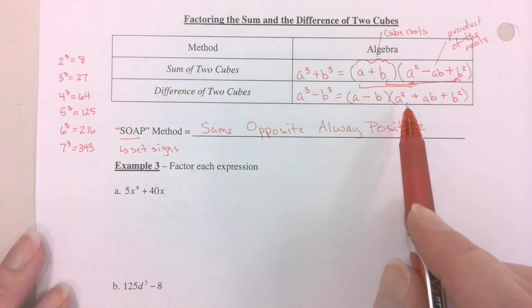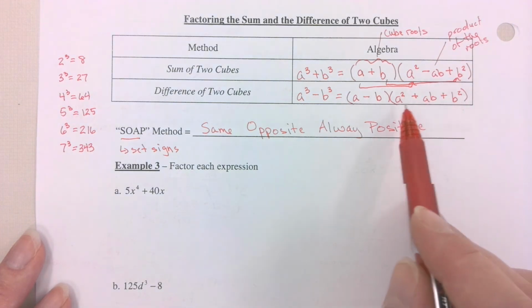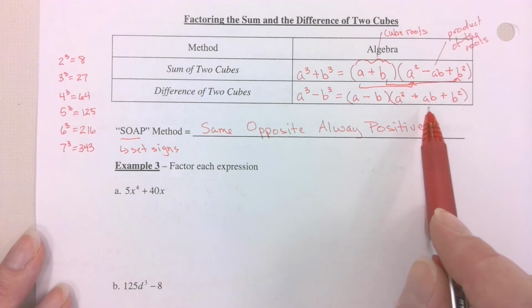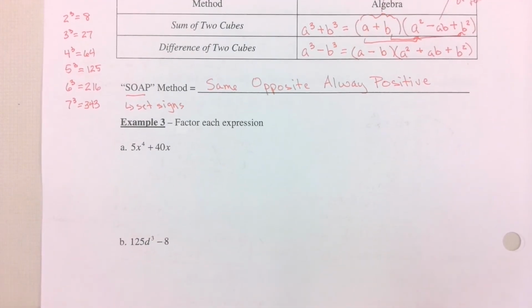Now, if you look at this trinomial, it looks like it should factor. That a squared looks like it should factor, but we're going to find for what we are doing, this does not factor down further. It is going to stay. So let's go ahead and look at a couple examples to make sense of this.